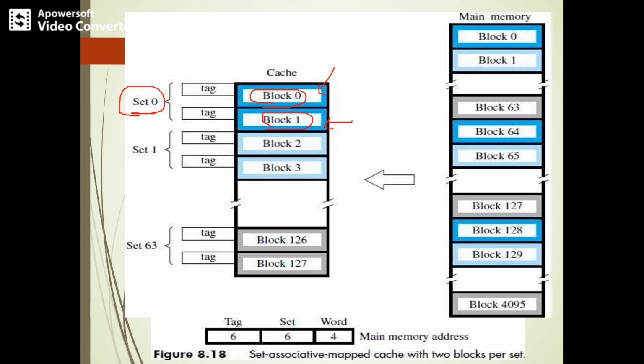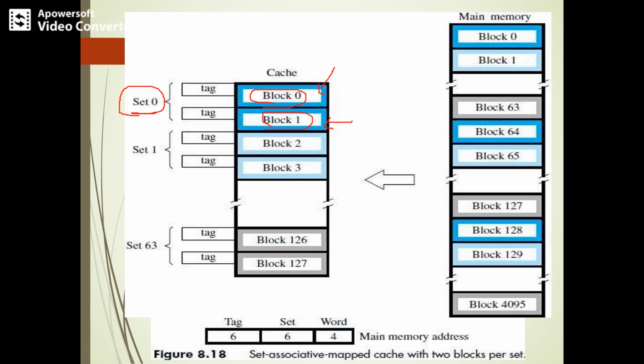Here the memory blocks 0, 64, 128, 4032 are mapped into cache set 0. So we can assume some set of blocks like block 0, 64, 128, 4032 are mapped into set 0. Similarly, blocks 1, 65, 129, 4033 are mapped into set 1 and so on. Any memory block can occupy either of the two cache block positions within the set. So totally we have around 64 sets.